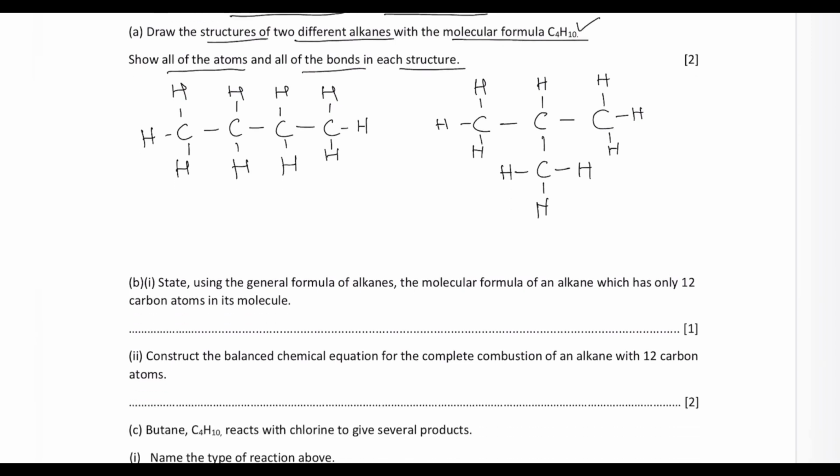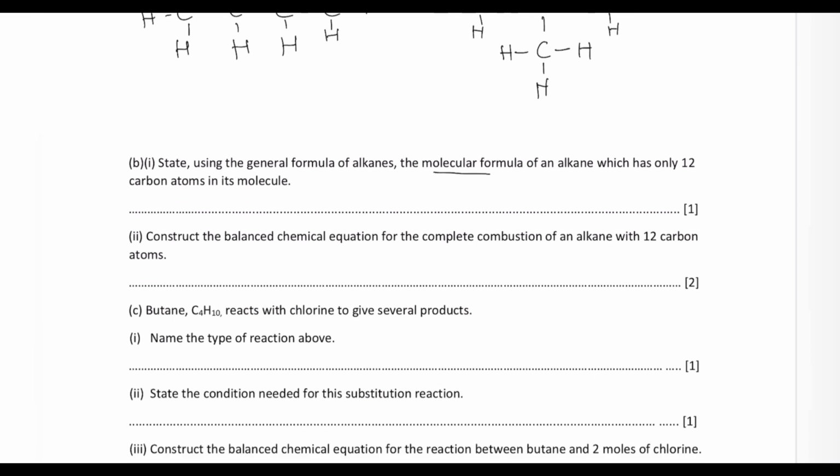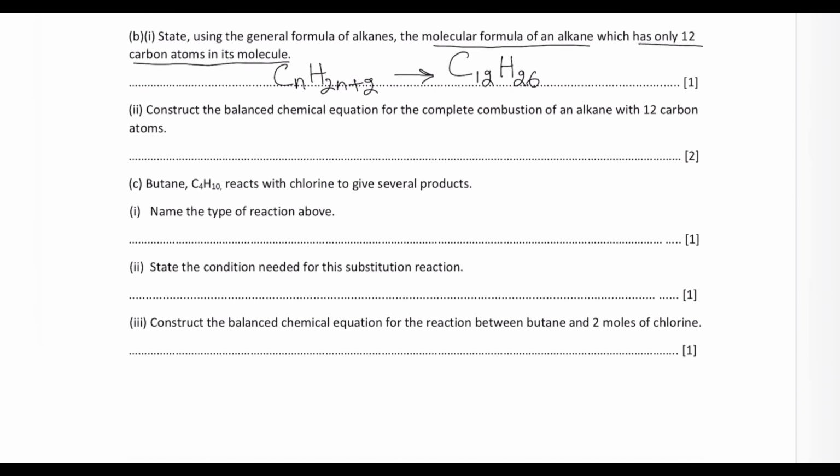State, using the general formula of alkanes, the molecular formula of an alkane which has 12 carbon atoms in its molecule. So by putting the value of 12 carbon atoms in the general formula, that is CnH2n+2, the formula of the alkane will be C12, and hydrogens will be 2 into 12 makes 24, 24 plus 2 is 26. So C12H26 is the answer.